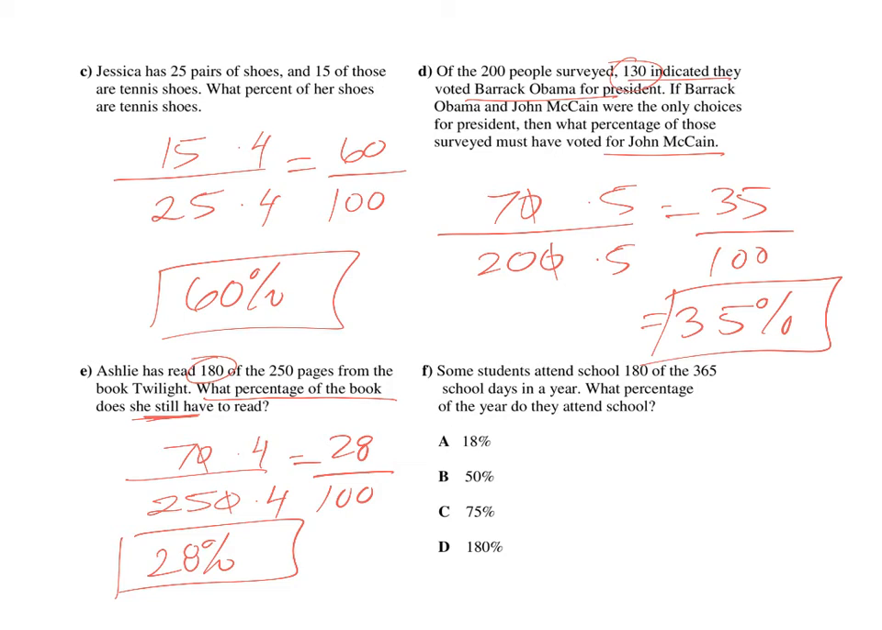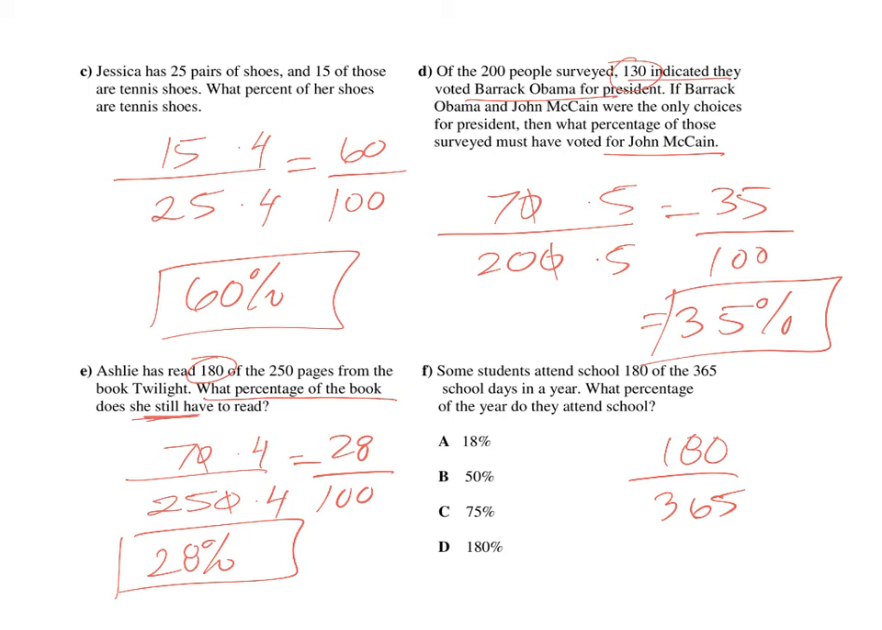All right, and last one. Some students attend school 180 of the 365 school days in a year. What percentage of the year do they attend school? Okay, so it's going to be 180 over the total. Okay, now here's a little strategy. Since this is a multiple choice problem, look, there's a pretty significant difference between all these percentages, right? So I could slightly manipulate one of these numbers to make the fraction much easier to work out.